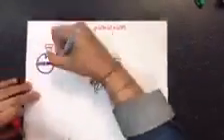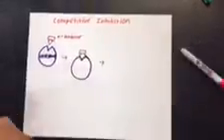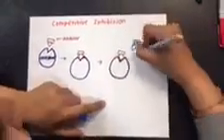This is a process of competitive inhibition. The inhibitor molecule binds with the active site of the enzyme. The inhibitor prevents the substrate from binding onto the enzyme.